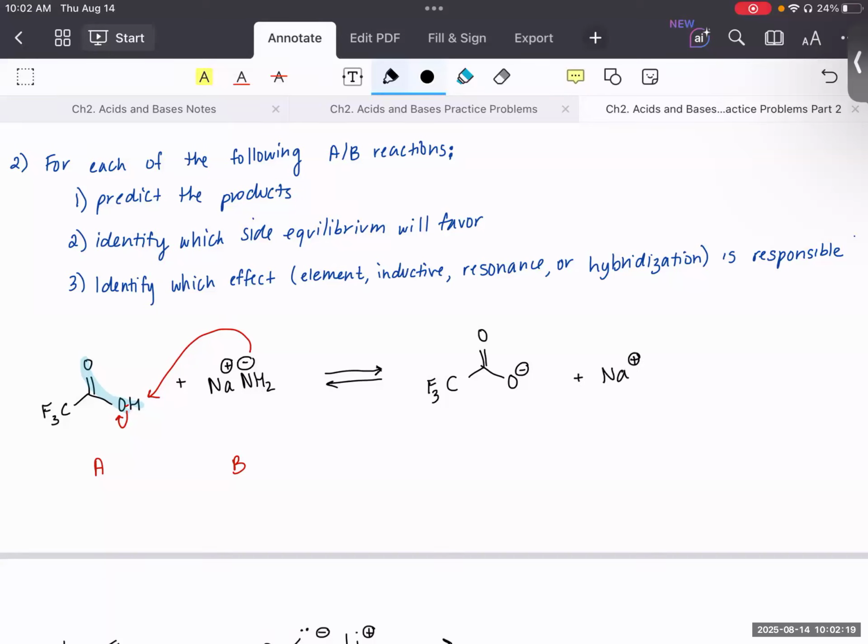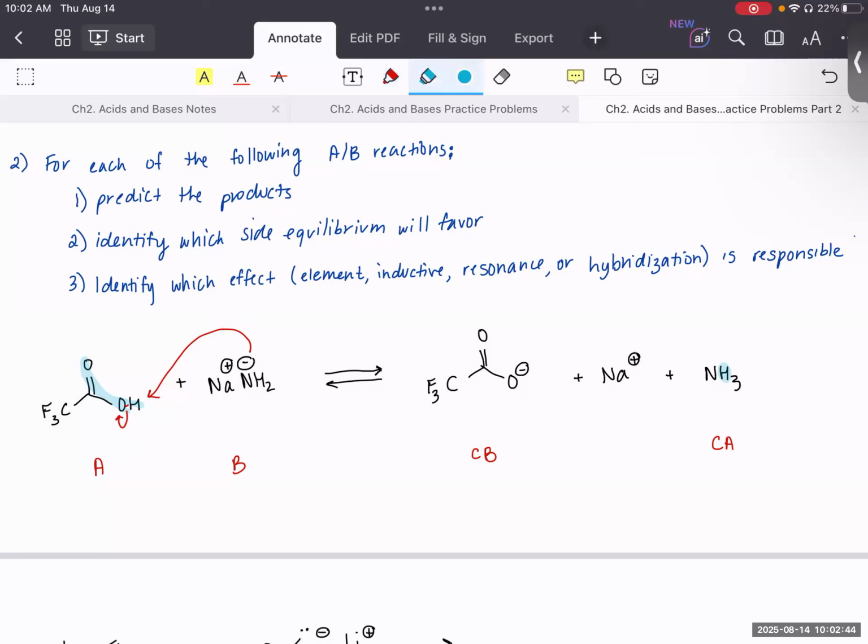Our sodium stays the same, nothing changes with that. And then we formed a new nitrogen-hydrogen bond. And so now we have NH3 instead of NH2. And our hydrogen that was initially bonded to the carboxylic acid is now bonded to the nitrogen. All right. Here I just also labeled the conjugate base and the conjugate acid.